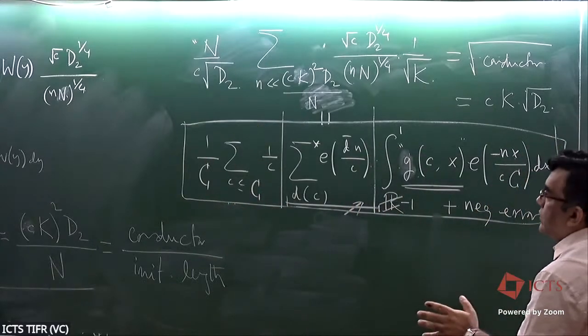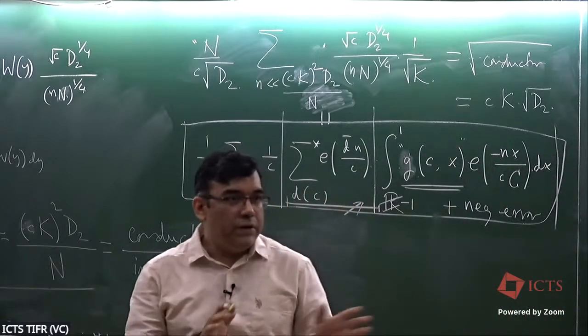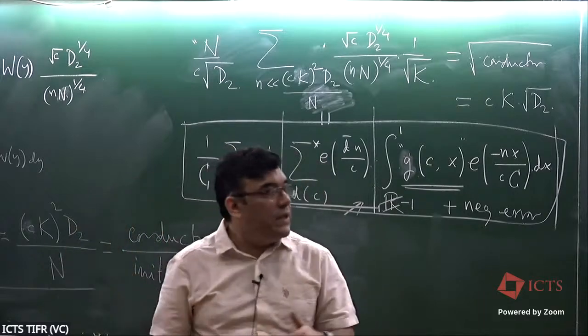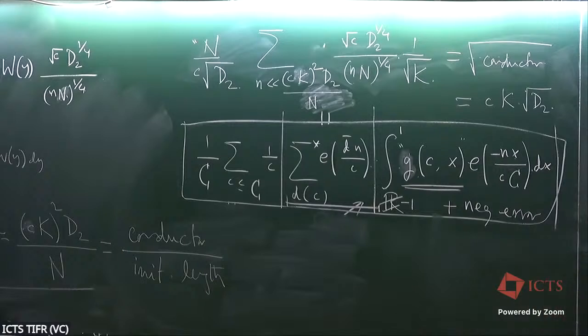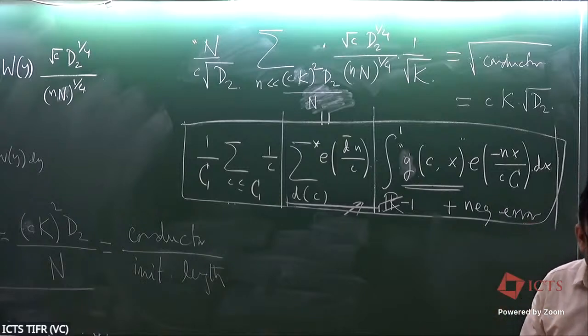So the nature of summation formula is always the same. If you look at the Poisson summation formula or the GL2 Voronoi summation formula, okay, the dual length is given by the conductor by the initial length, and the saving is given by the initial length by square root of the conductor, right?